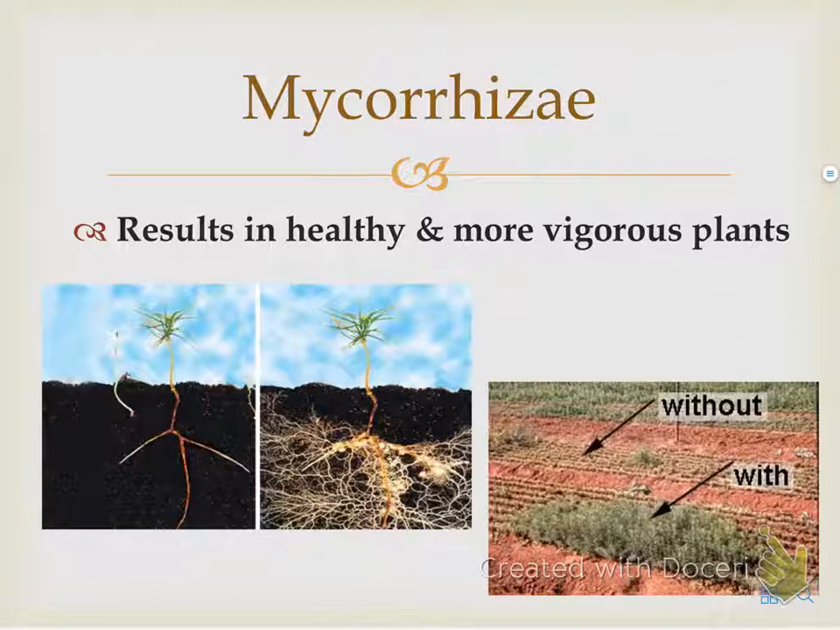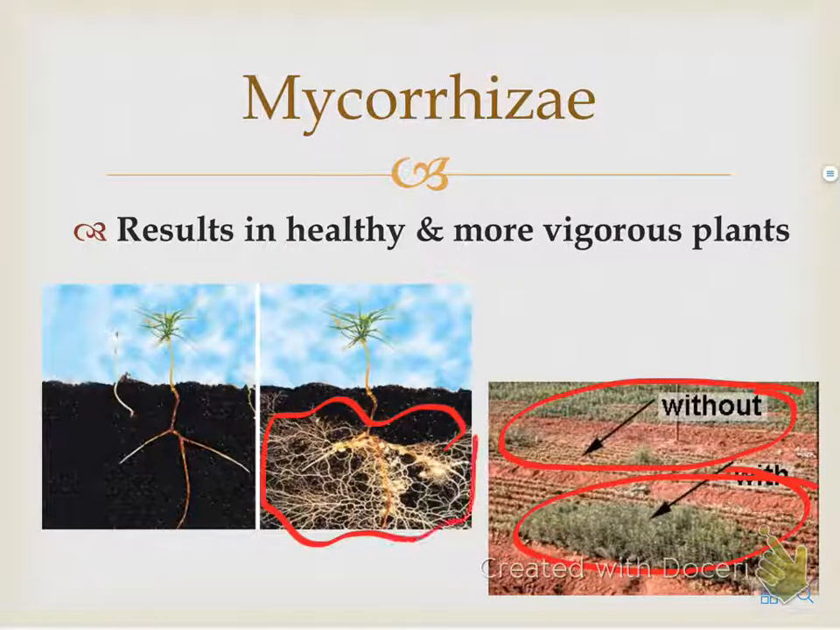Mycorrhizae, on the other hand, results with plants. So if you look, here's your width out, here's your width. Huge difference in the amount of growth. Look at all of this space, all of this root area. This is why the plants are more successful, because they have a larger root system.